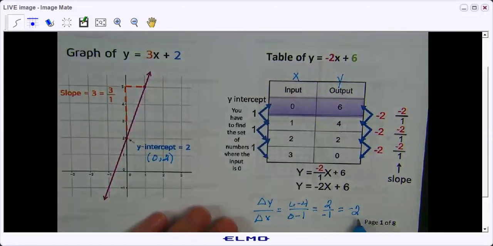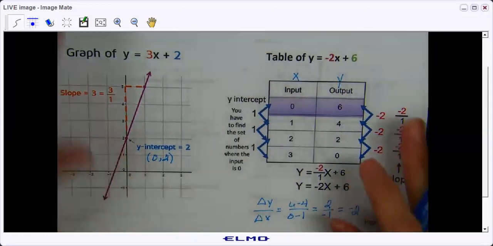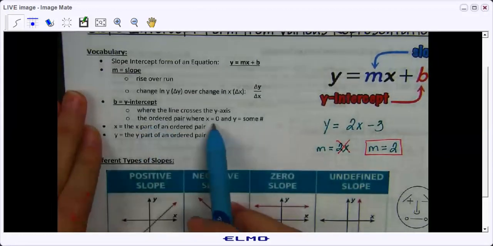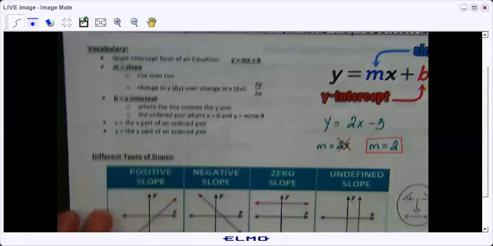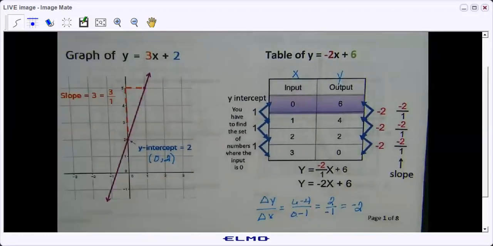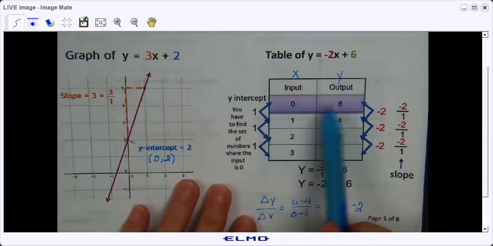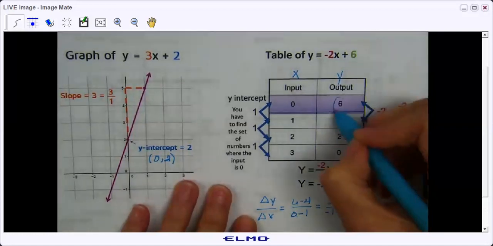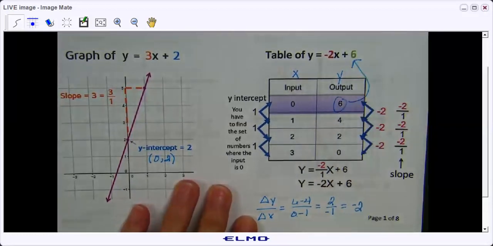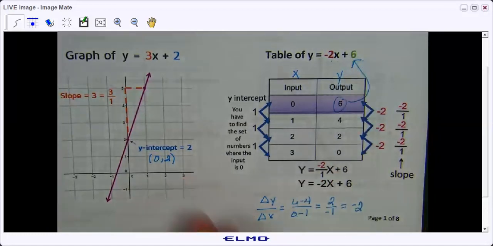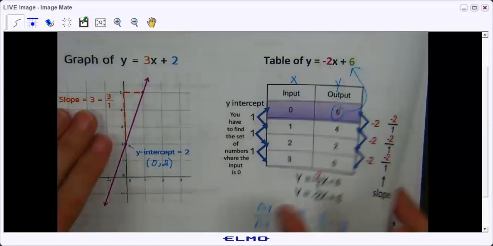Okay, but what about the y-intercept? Remember, I'm going to scoot up here again. The y-intercept is when you have an ordered pair where x is 0. So in the table, do we have an ordered pair where x is 0? Yes, we do. Since my x is 0 here, my y is 6, and this is my y-intercept. Okay? That's how we get y equals negative 2x plus 6. So we're going to practice this a bit. Let's go ahead and go to page 2.